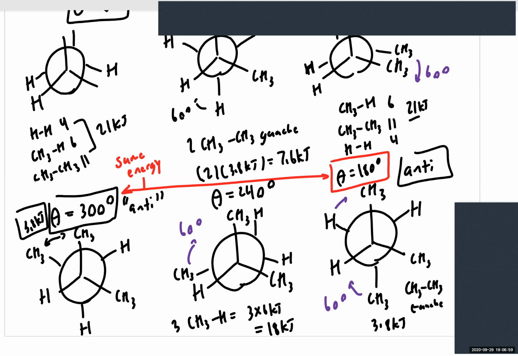Again, the same principle still remains. Highest energy conformation, your bulky substituents are eclipsed. Lowest energy conformation, your bulky substituents are anti to each other.